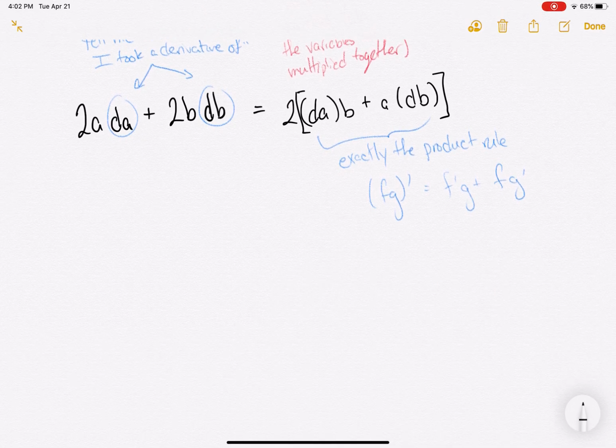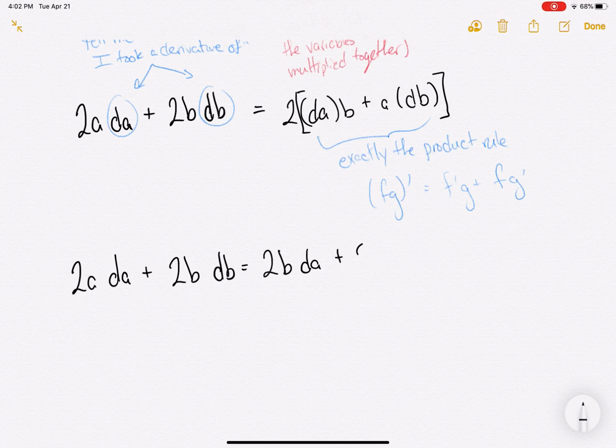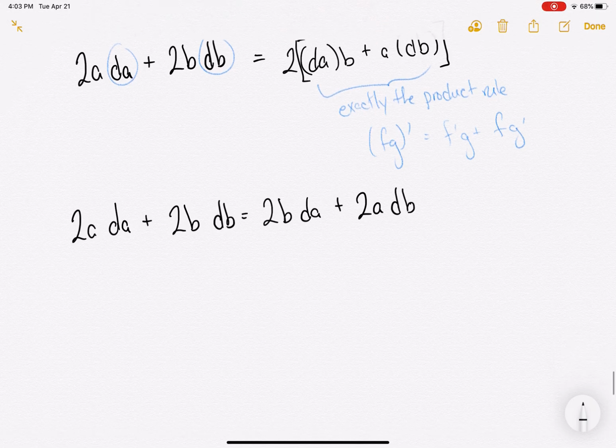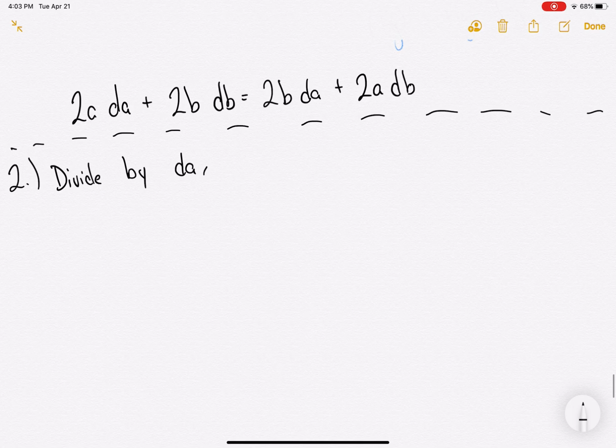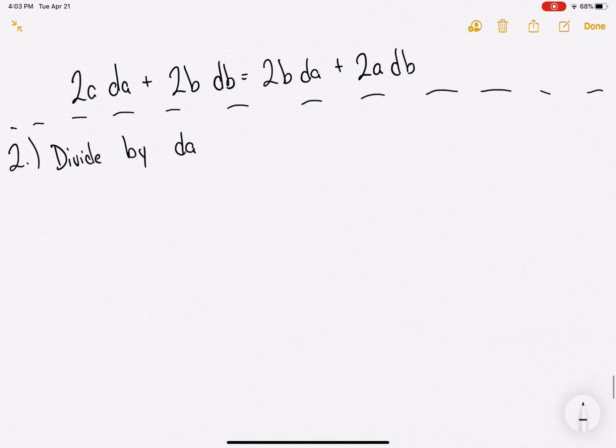I'm just going to rewrite this now to make it a little bit prettier. 2a dA plus 2b db equals, really this is 2b dA plus 2a db. So this was actually step 1 up to now. Step 2, I'm going to divide by dA. So if I divide every term by dA, then what do I get? I get 2a. dA over dA is just 1.